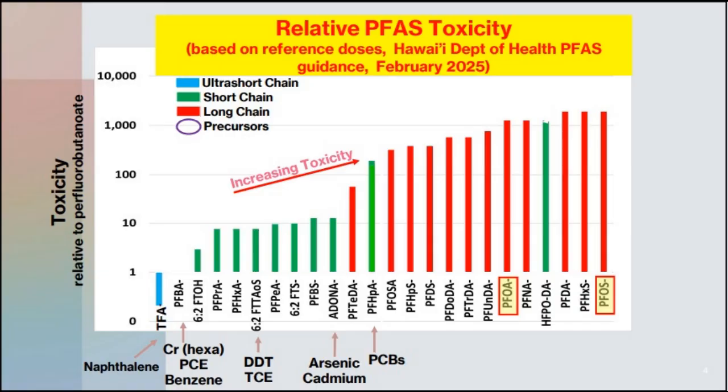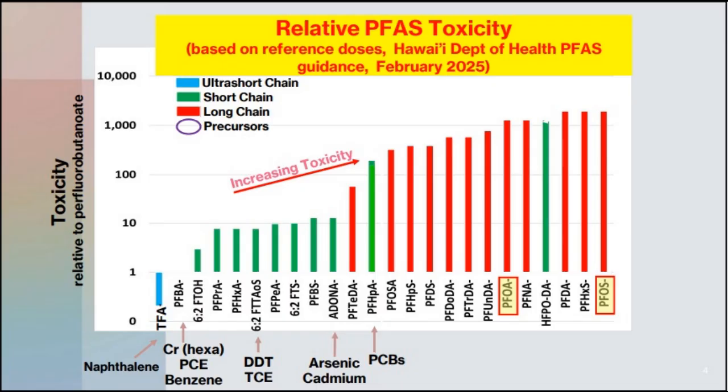So the next slide is a slide of relative PFAS toxicity. What this is trying to convey is there's a huge range of toxicities of these compounds. On the left axis, it's logarithmic. Every step up is a factor of 10 higher. And the coloring shows short chain versus long chain, the vertical bars. And the long chain ones tend to be quite a bit more toxic than the short chain, with some exceptions.